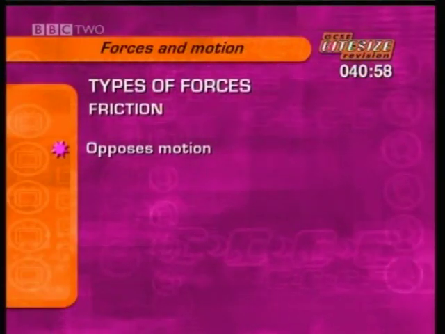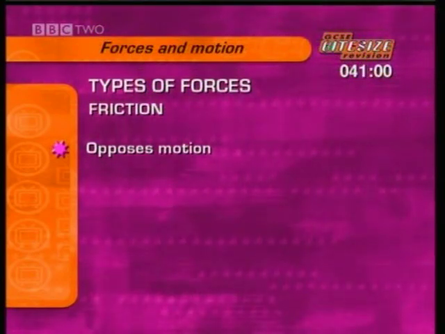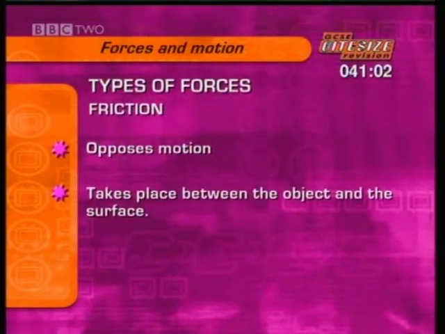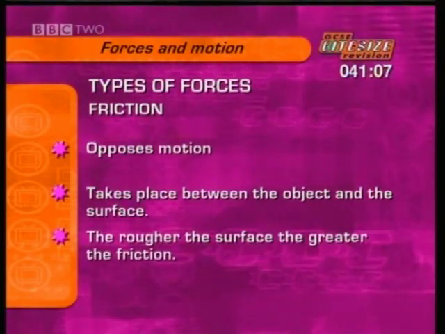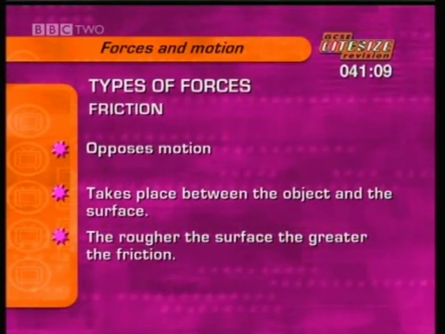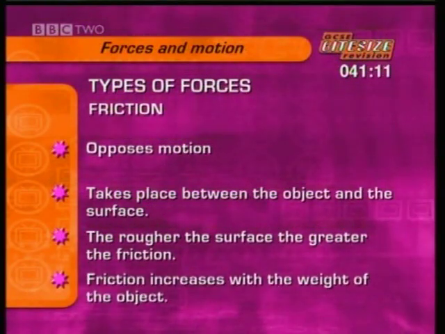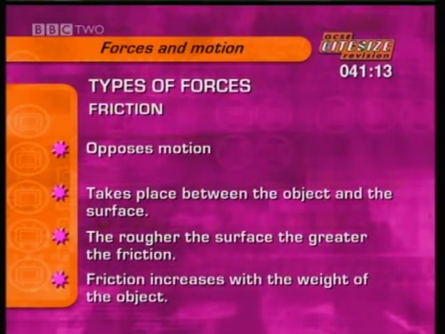Friction is a force that opposes motion and reduces the speed of a moving object. Friction takes place between the objects and a surface. The rougher the surface, the greater the friction. Friction increases with the weight of the object.